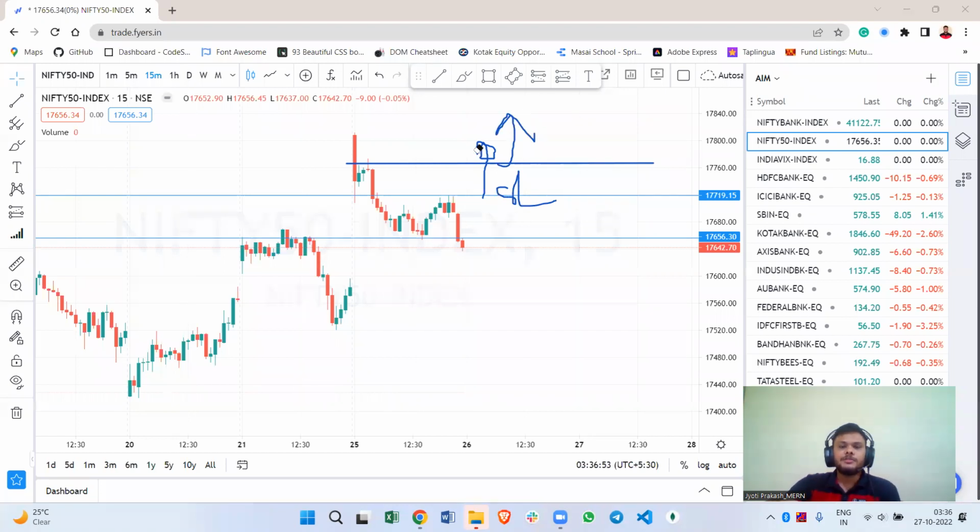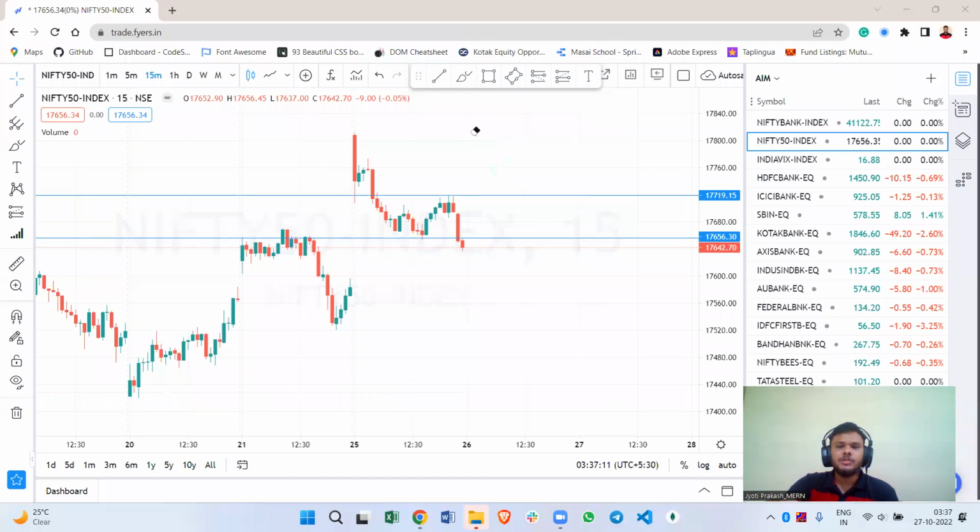But if it opens gap up and shows any negative movement there, like any negative candle on the 5-minute or 15-minute candle, then we are going to take a trade for selling, and our first target will be 17,720, and we can set our second target to 17,650.